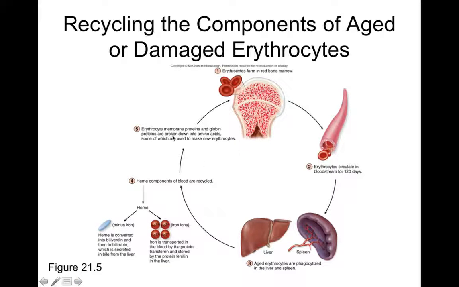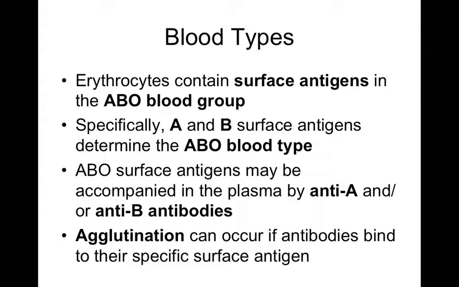Now, what's interesting, guys, is these components can be reused again by your red bone marrow to make new red blood cells. So it's kind of interesting. That whole process takes about 120 days or so. And even your red bone marrow can break down damaged red blood cells. I know it's not on the slide, but red bone marrow itself can also help degrade old and damaged red blood cells. Now, what we're going to do next, you guys, is move on to talk about blood types.